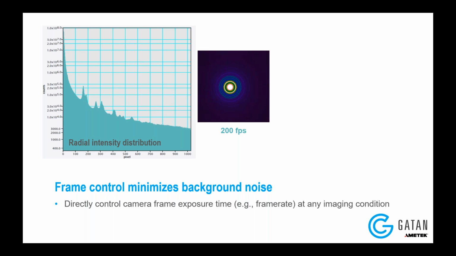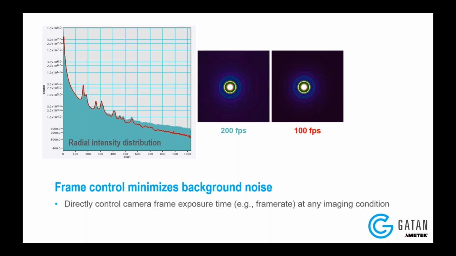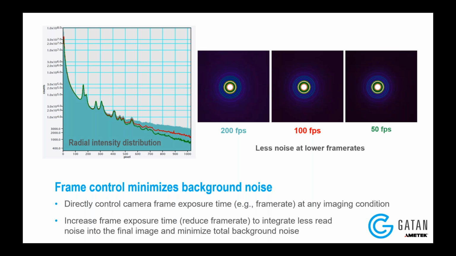Now, if you use the frame control feature of the ClearView camera, you can decrease the frame rate to say 100 frames per second. And now I think you can see both in the diffraction pattern and in the radial intensity distribution, there's a decrease in the background level of the noise that you're seeing. The image itself looks darker in the background, which is what we want to see. And the radial intensity distribution, especially all the way on the right-hand side of the plot, which is the furthest away from the center of the diffraction pattern, you'll see that there's a decrease in the counts there, in the sort of noise floor of the image.